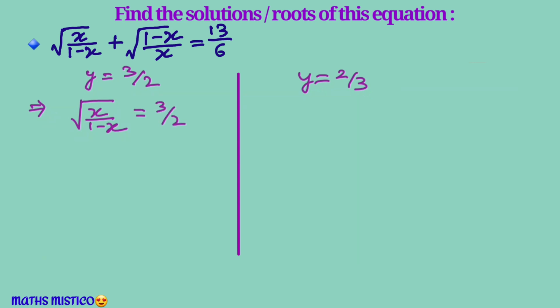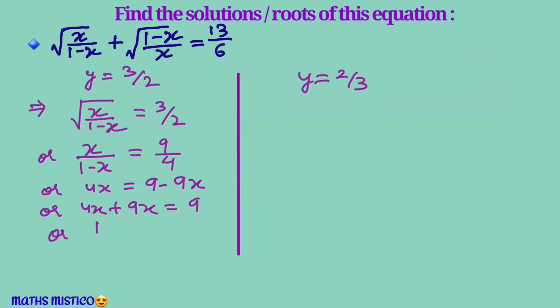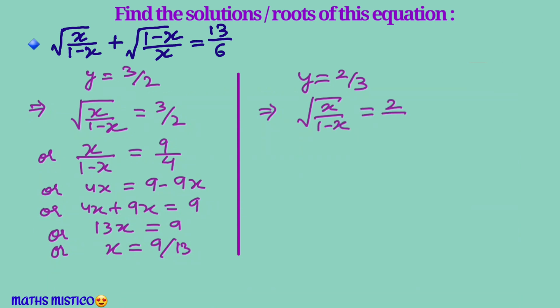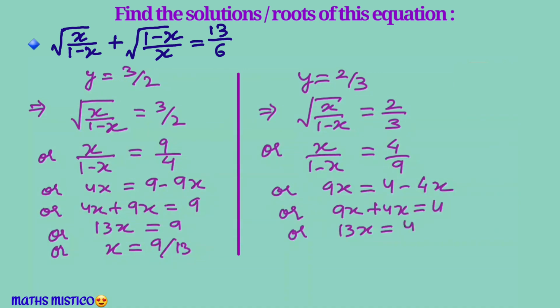To remove the square root, let's square both the sides. So we get x upon 1 minus x is equal to 9 upon 4. Cross multiplying, 4x is equal to 9 minus 9x, or 4x plus 9x is equal to 9, or x is equal to 9 upon 13. Solving the other part in the same way, we get x equal to 4 upon 13. So the two roots of the given equation are 9 upon 13 and 4 upon 13.